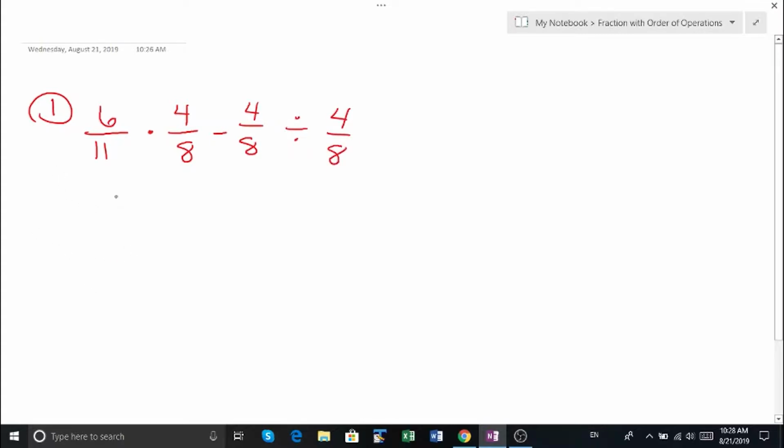All right, so for this one, I'm going to go ahead and write PEMDAS out here to the side so we have it for reference. Just to remind you, PEMDAS stands for parentheses, exponents, multiplication, division, addition, and subtraction. And remember, multiplication and division are done from left to right, and addition and subtraction are done from left to right.